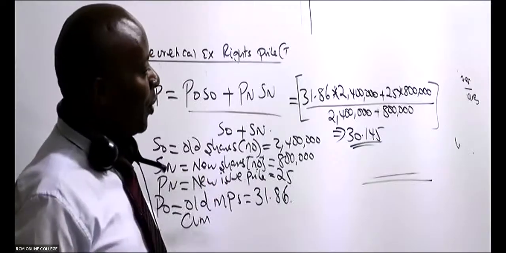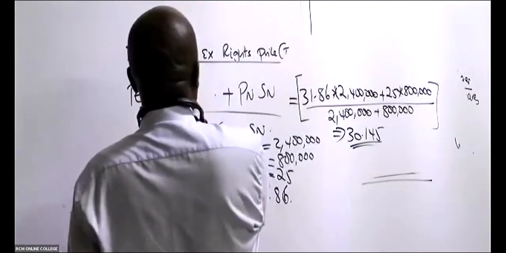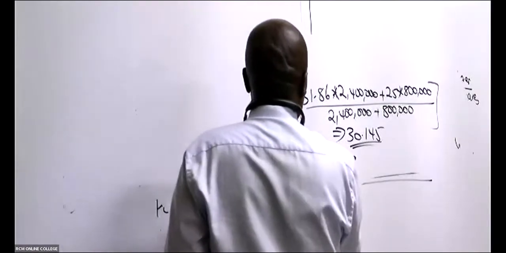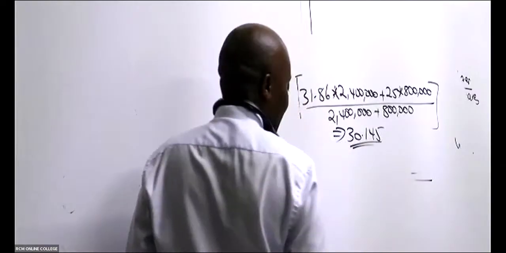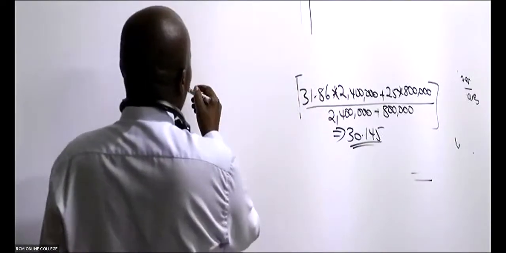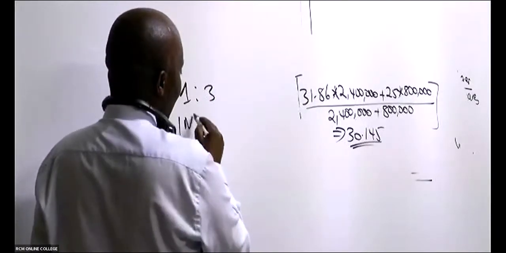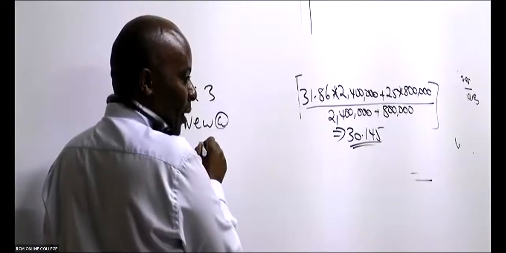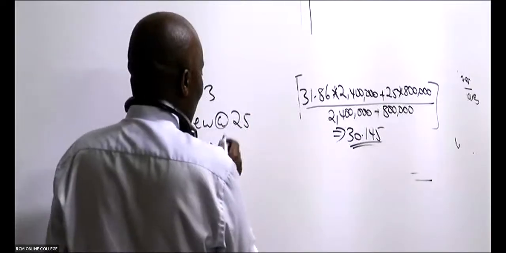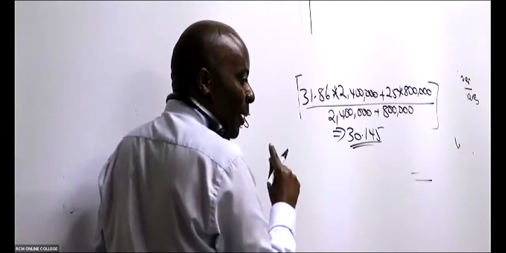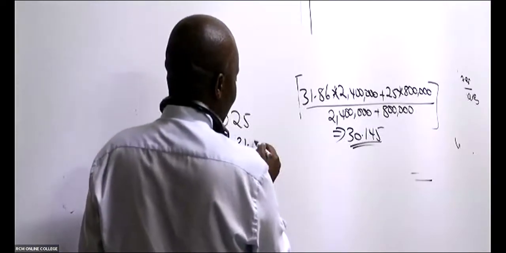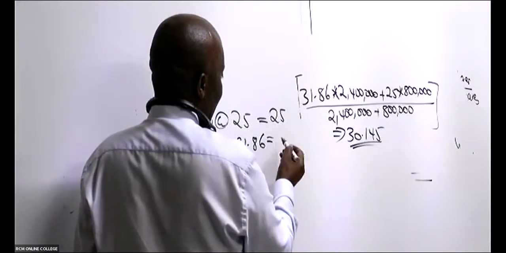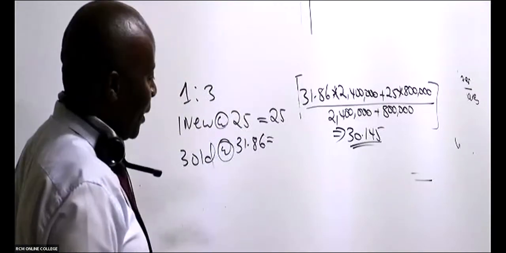But a good student will never do this question this way. Especially those students that I taught myself in financial management, I'm so sure you can't do this question this way. This is an old style, bad style. The better style is to remember the rights ratio. Our rights ratio is 1 is to what? So 1 new for every 3 old. The 1 new, the rights share, is going for 25. The 3 old are at a price of 30, but because of the new venture it became 31.86. So could you kindly multiply? 1 times 25 gives me 25. How about 3 times 31.86?